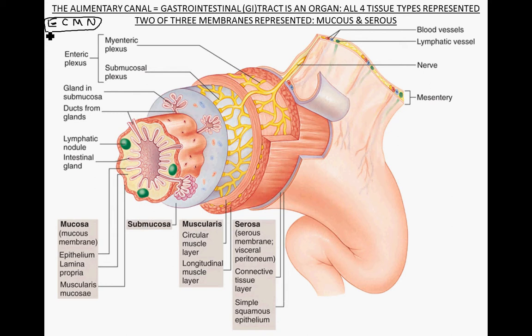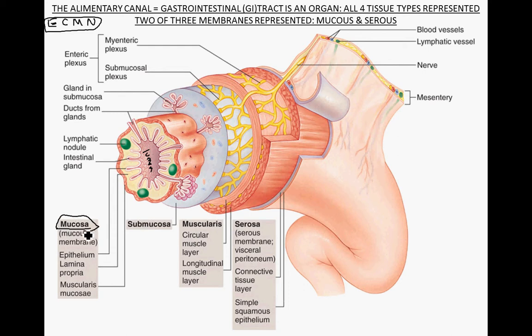The inside of this tube is the lumen. Here is the lumen, and that is open space. The cells that are in contact with that open space are epithelial cells. The epithelial cells that line the alimentary canal form membranes that are open to the outside world. This membrane is the mucosa. The mucosa is a membrane that's open to the outside world.